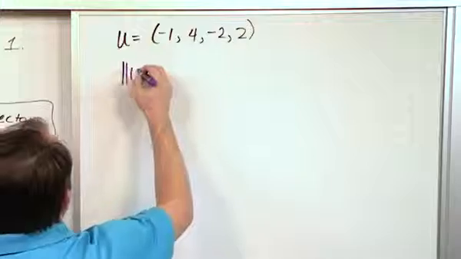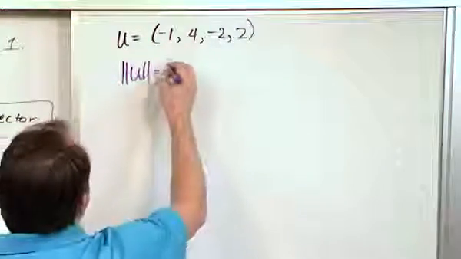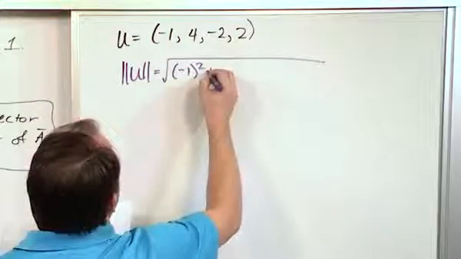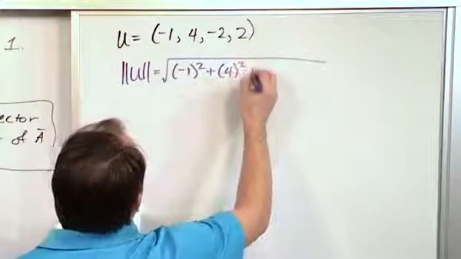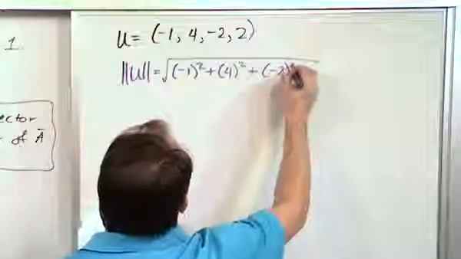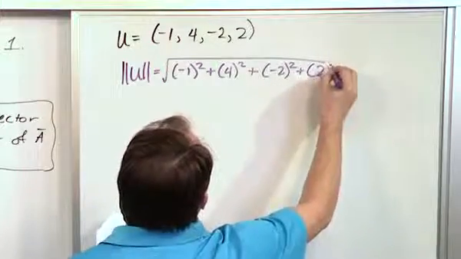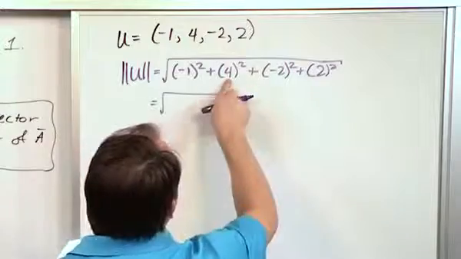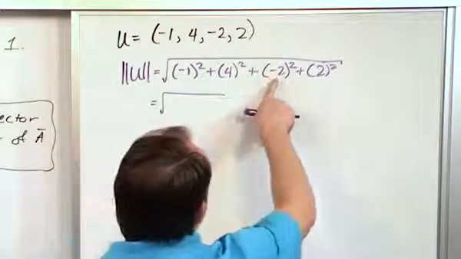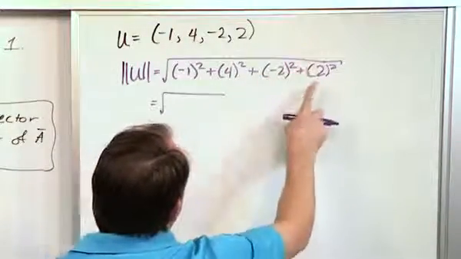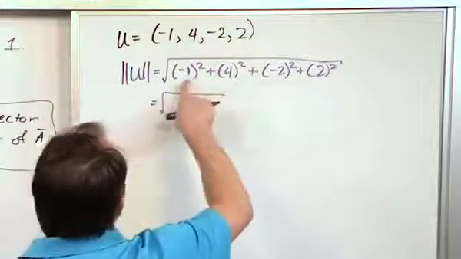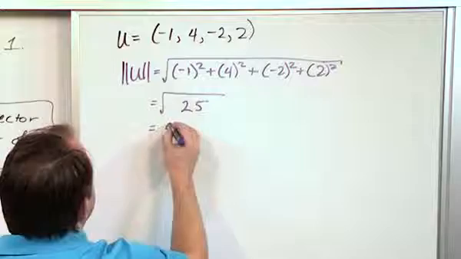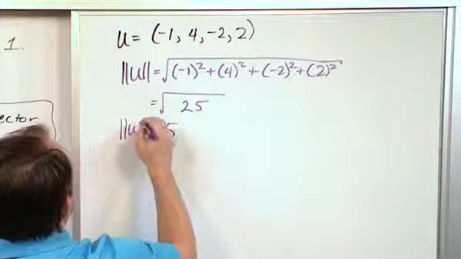So the norm of u, or the magnitude, is the square root of, here's this component, (-1) squared, plus 4 squared, plus (-2) squared, plus 2 squared. And so what you get under here is the square root of 1 plus 16, plus 4, plus 4, which gives you the square root of 25. And of course that's equal to 5. So the magnitude of this vector is equal to 5.